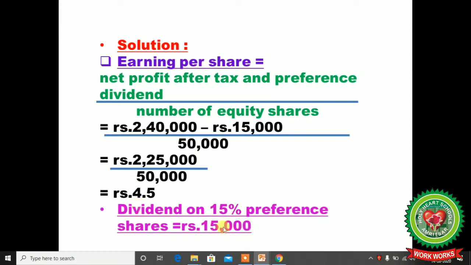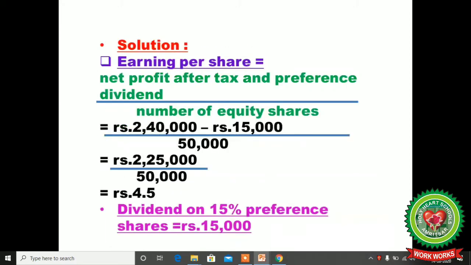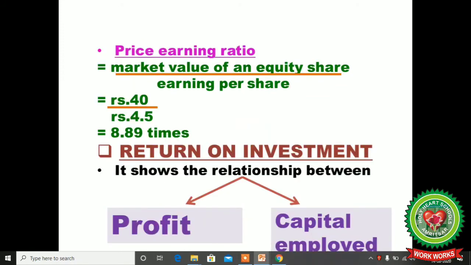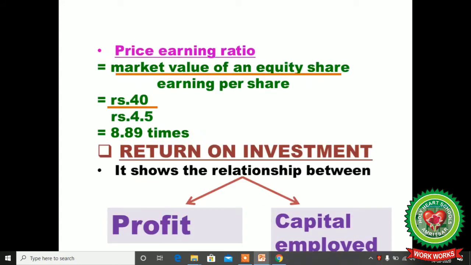Here is the answer. Dividend on preference is 15%. How to compute 15,000? Just apply it on the full value. So now we have the 15,000 dividend.